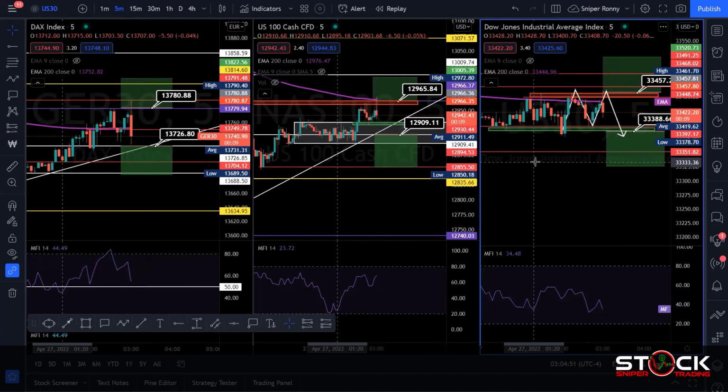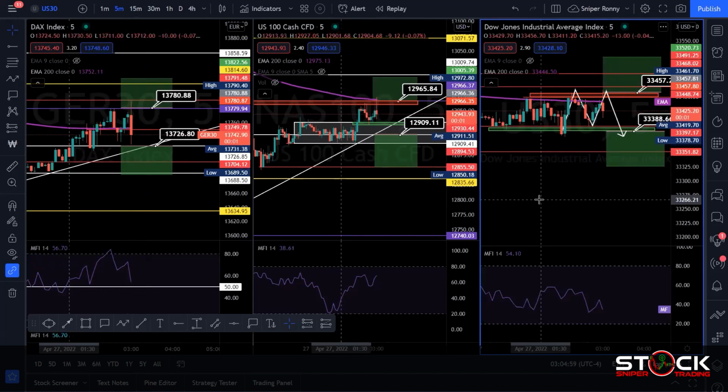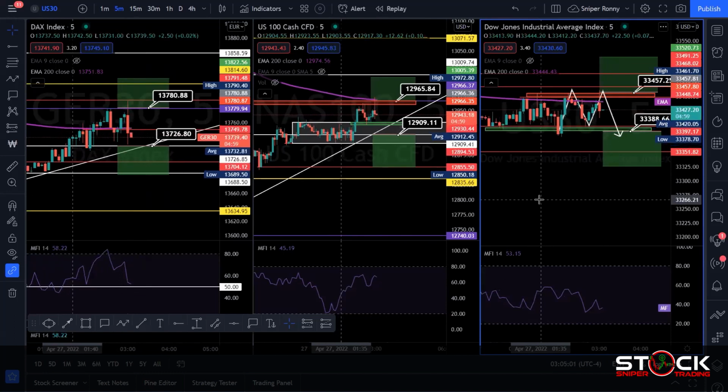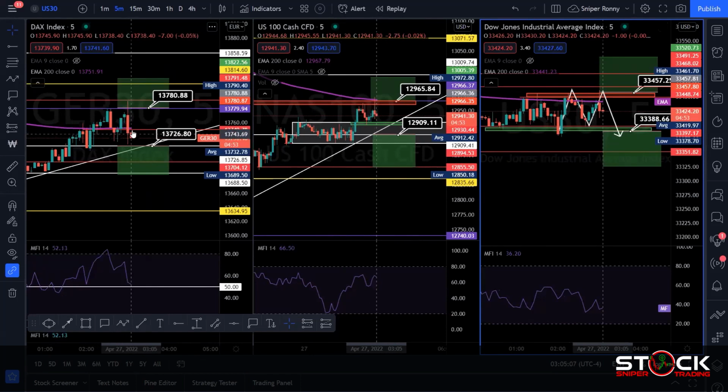Sometimes you just got to wait it out. Don't go in too quick. It's just the first 5 minutes of London market open. So let's see what happens. Here's the candle closing. This is the first 5 minutes close. Now we're going into the next 5-minute candle. Let's see now if it comes back up.